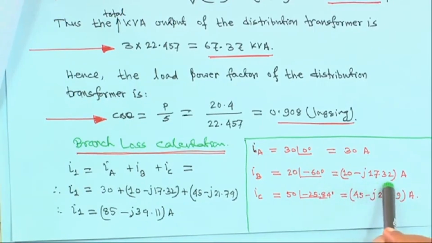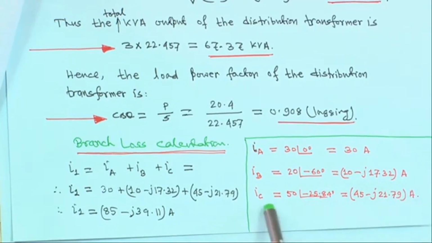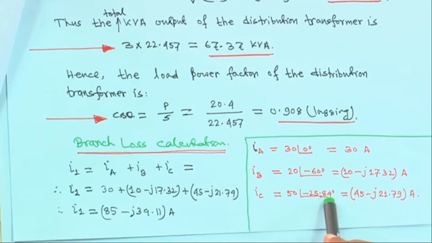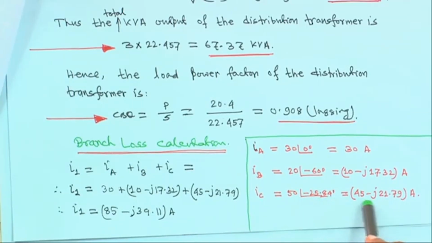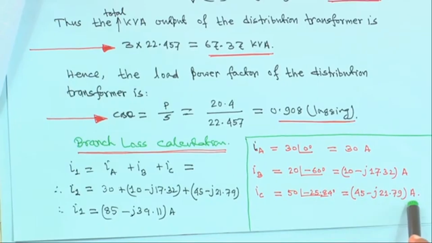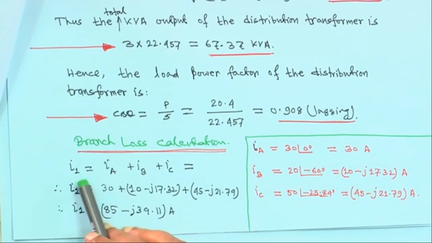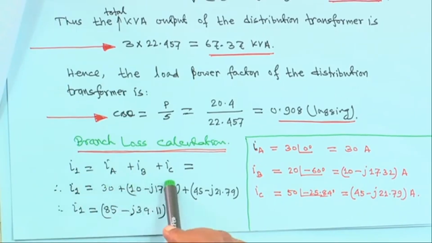So, it is 10 minus j17.32 ampere, and IC is equal to 50 angle minus 25.84 degree, that is 45 minus j21.79 ampere. Therefore, the first branch current I1 is equal to IA plus IB plus IC.